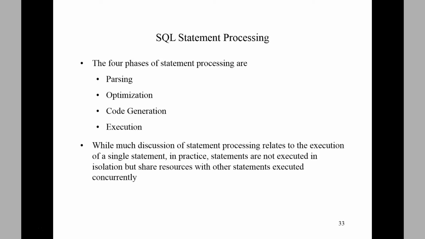Much discussion of statement processing relates to the execution of a single statement. You must be aware that in practice, statements are often not executed in isolation, but share resources with other statements executed concurrently. So there are additional factors that can influence the actual execution of a statement. We've been addressing the idea of looking at a statement and arriving at an execution plan based on the objective of that statement. But in terms of actual performance, there are other factors that must be considered.